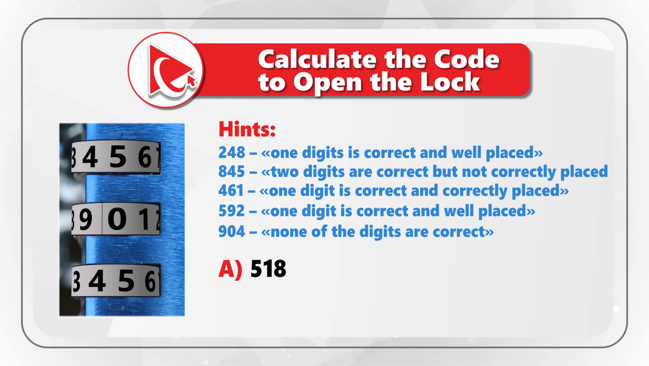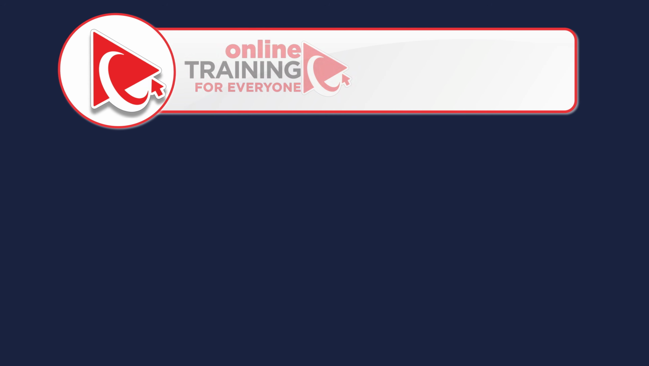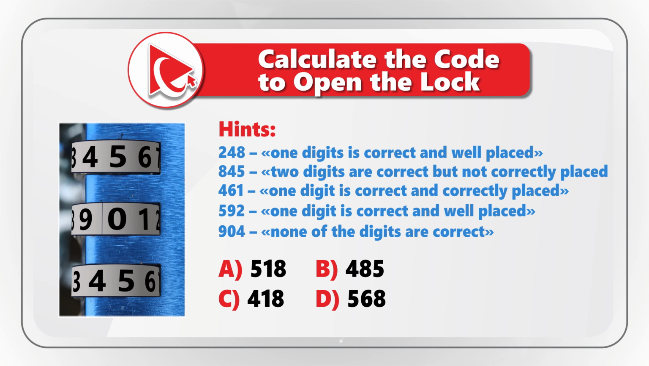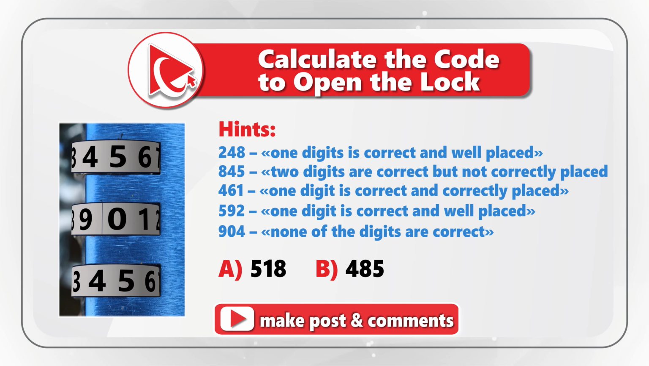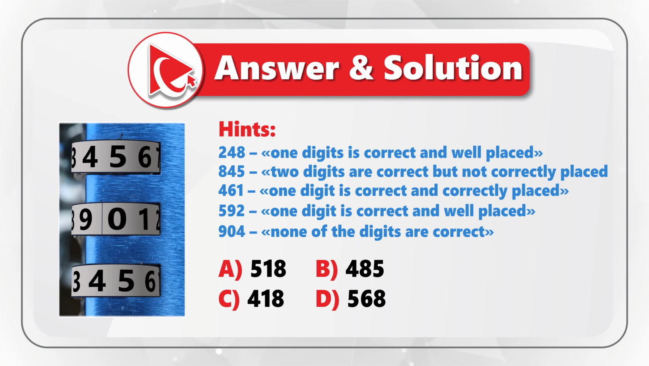Choice A, 518. Choice B, 485. Choice C, 418. And last but not least, choice D, 568. Take a close look to see if you can come up with the answer. I'm pretty sure you're done solving it by now, so I'm moving forward to share with you my version of the answer and solution. And if you have a better way to solve it, please make sure to post in comments. As you might have guessed, you solve this problem through elimination.